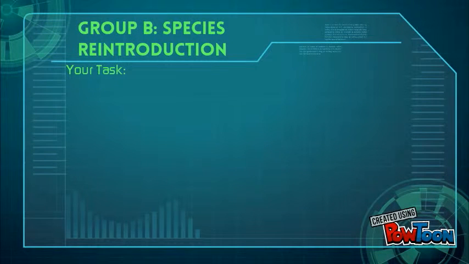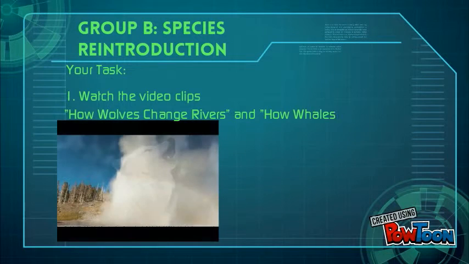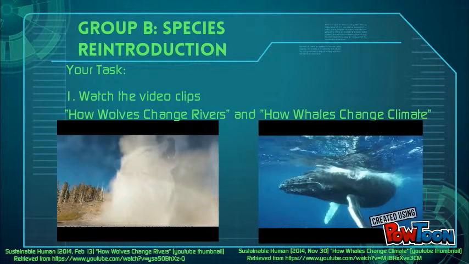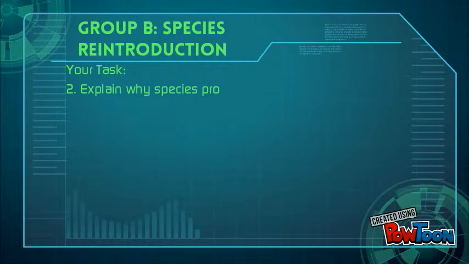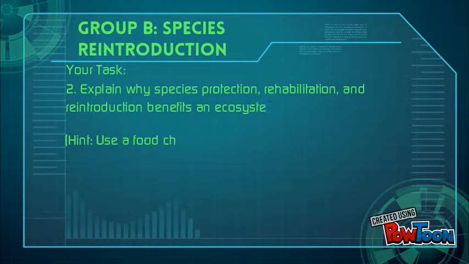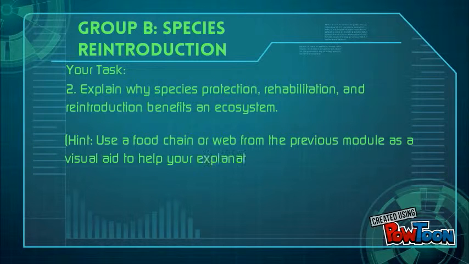Your task will be to watch the video clips, how wolves change rivers, and how whales change climate. You will then explain why species protection, rehabilitation, and reintroduction benefits an ecosystem. You may want to consider using a food chain or food web from the previous module as a visual aid to help your explanation.